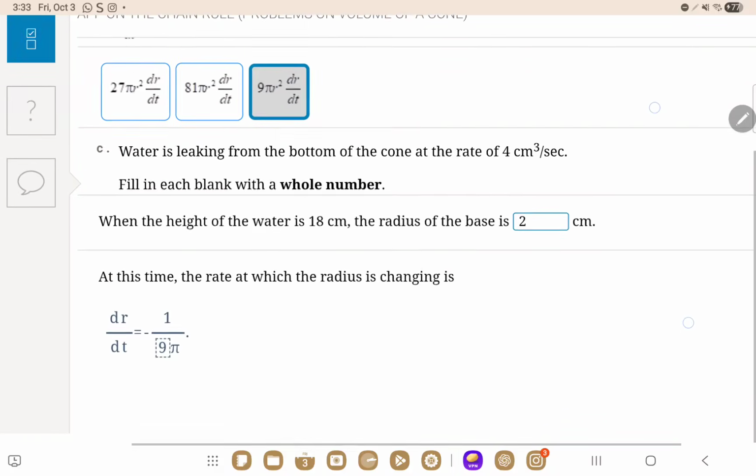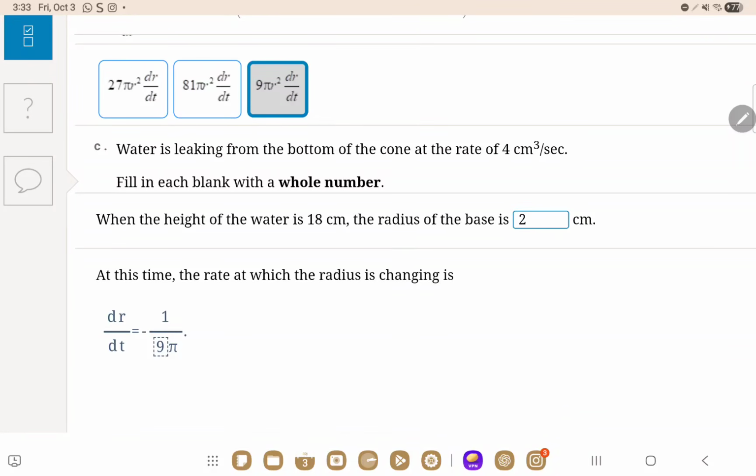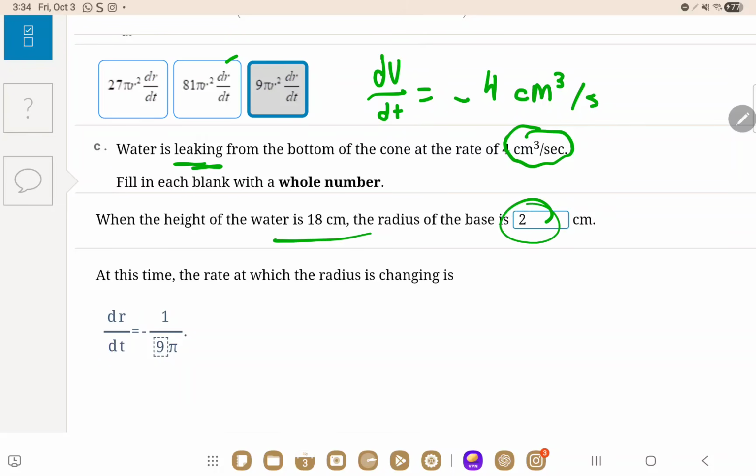Now moving on. Water is leaking from the bottom of the cone at a rate of 4 centimeter cubed per second. So dv by dt is equal to... leaking means it's getting less, so negative 4 centimeter cubed per second. Centimeter cubed is a unit of volume, and second is dt, so you know it's dv by dt just from that. Now when the height of the water is 18 centimeter, what's the radius? Didn't we say height equals 9r? So when height is 18, r is 2.